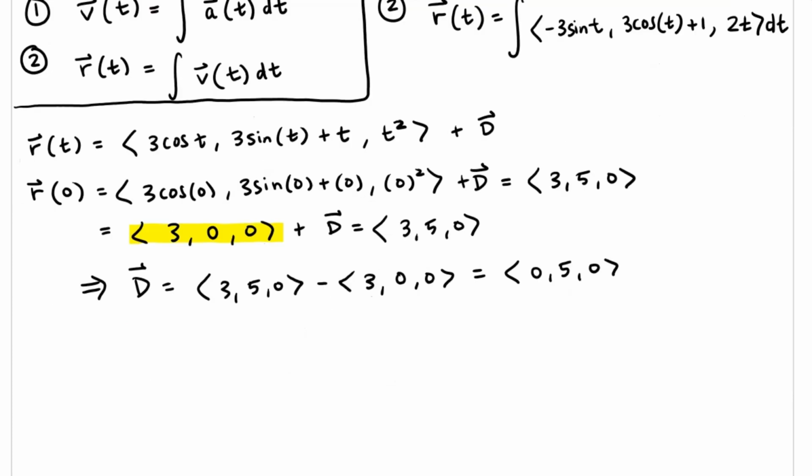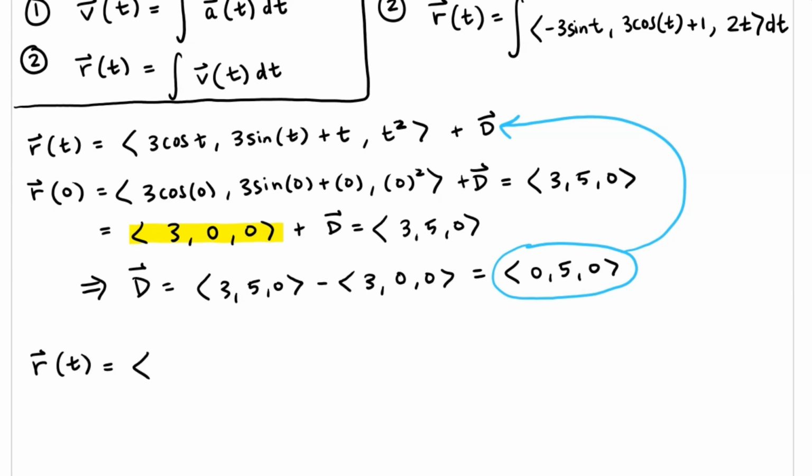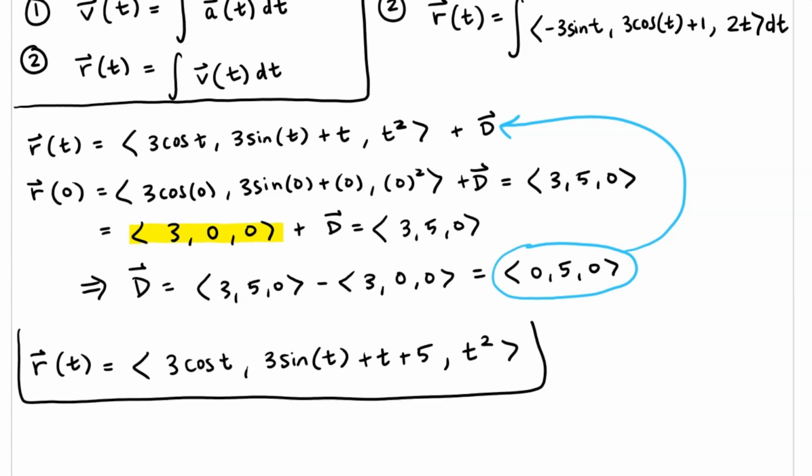Okay, so finally we can take our constant that we just found, plug that into that vector, and then we get that our position vector function r of t is equal to 3 cosine of t, 3 sine of t plus t plus 5, comma t squared. And this is our position vector function.